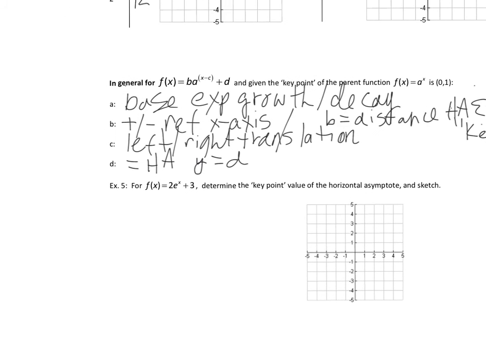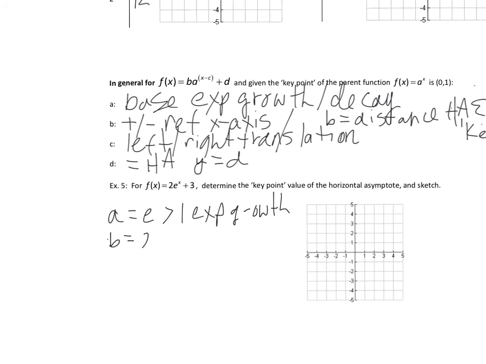That being said, let's see if we can graph the key point, horizontal asymptote, and then sketch. So first off, I'm going to erase this, going out of order here. Let's go in order. A equals e, which is greater than 1, therefore, and you don't have to write this out when you do this, I'm just doing this for note-taking purposes, this would be exponential growth.